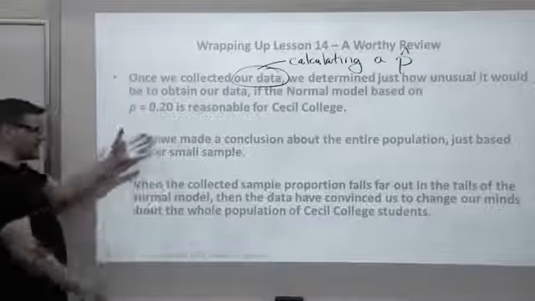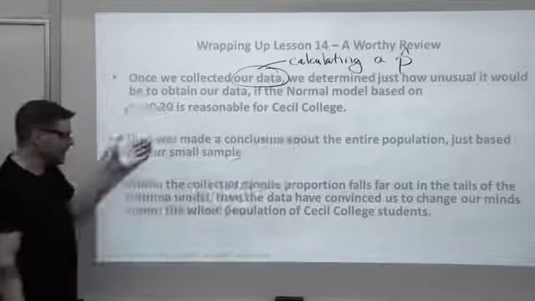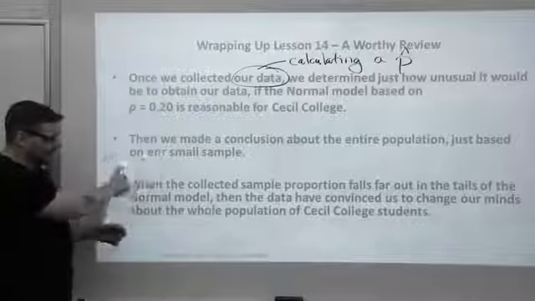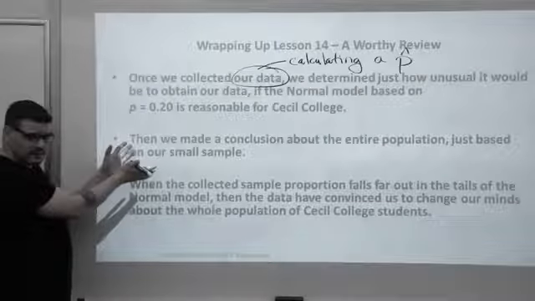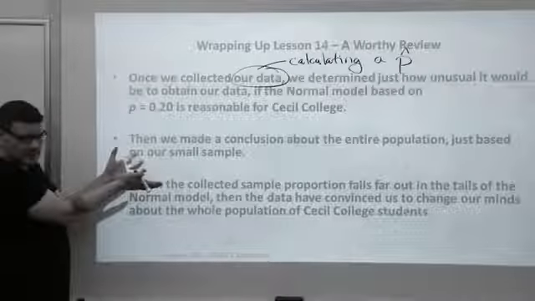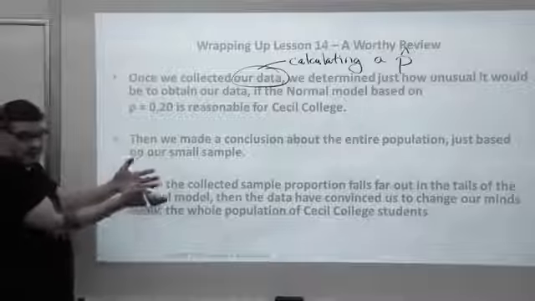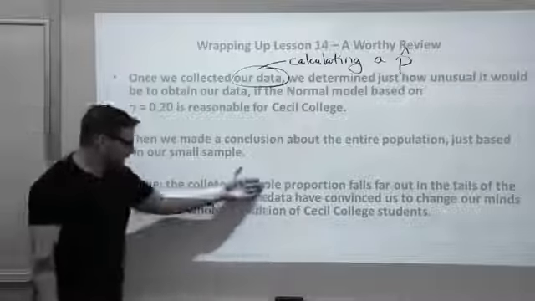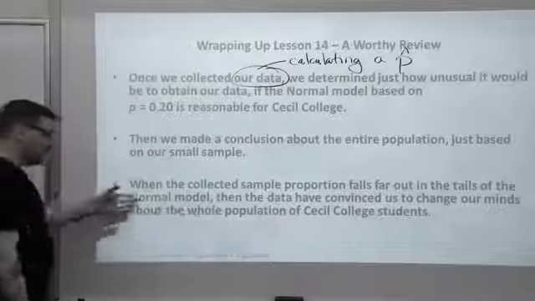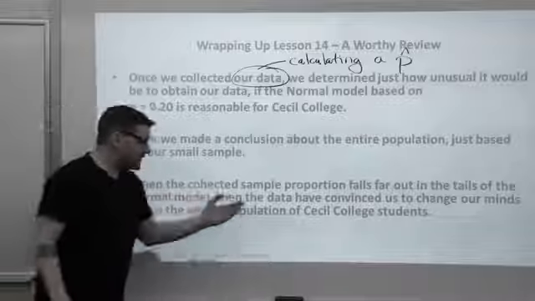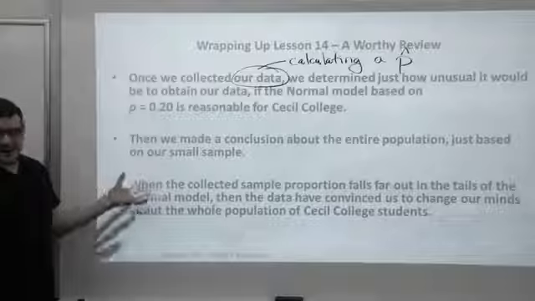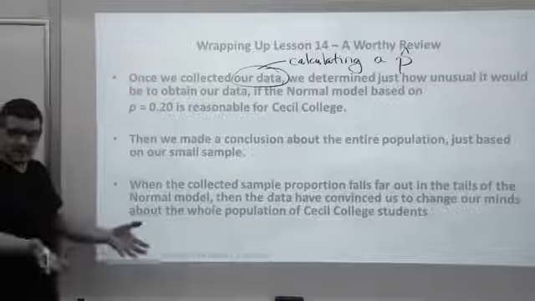Then what do you do in statistics? You make a conclusion about the whole school, the entire population, just based on our small sample. In a nutshell, this is the definition of statistical inference. I want to know about the entire Cecil College, but I'm not going to collect data from 2,500 students. 200 maybe. Based on the 200, make a decision. When the collected sample proportion falls far out in the tails, that's unusual. If the data is unusual, then the data have convinced us to change our minds about the whole population. That initial assumption no longer good. We're going to change our minds and make a new conclusion.